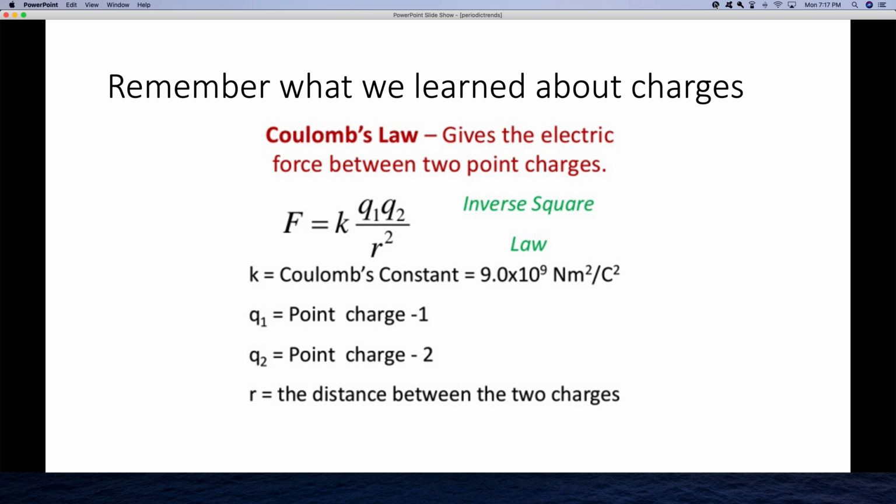So what we learned about charges a while back, we learned about Coulomb's law, which is the force between charged particles. And in this case, of course, we're dealing with the nucleus and the valence electron. So just as a review, the force is given by the equation on the screen, Coulomb's constant, and again, there's two different charges. There's charge 1 and charge 2, but in this case, the charges are the charge on the electron and the charge on the nucleus. R is, of course, the distance between the charges, which in this case would be the atomic radius.